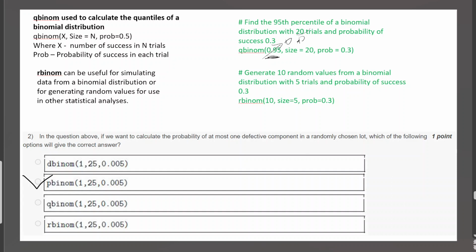So let's go to the next question. In the above question, if you want to calculate the probability of at most one defective component, at most means one or less than one, meaning zero or one defective. As I discussed, it is pbinom. If you use p, it will give the cumulative distribution function.